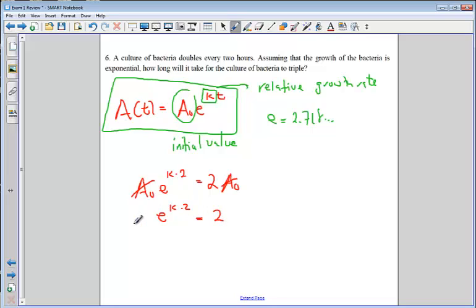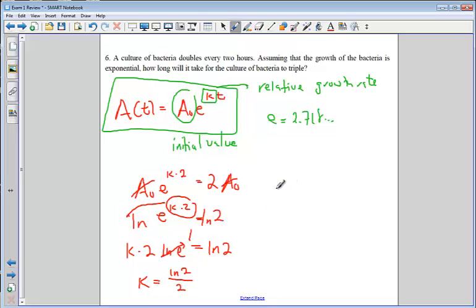I want to solve for k, so I'm going to ln both sides, because ln is this function, this tool, that will bring down exponents. So I can bring down this exponent in front. So I have k times 2 times ln of e is equal to ln of 2. And of course, ln of e is 1. And so I'm just going to get k to be equal to ln of 2 all divided by 2. So this gives me some information. Now I know A of t is equal to a naught.